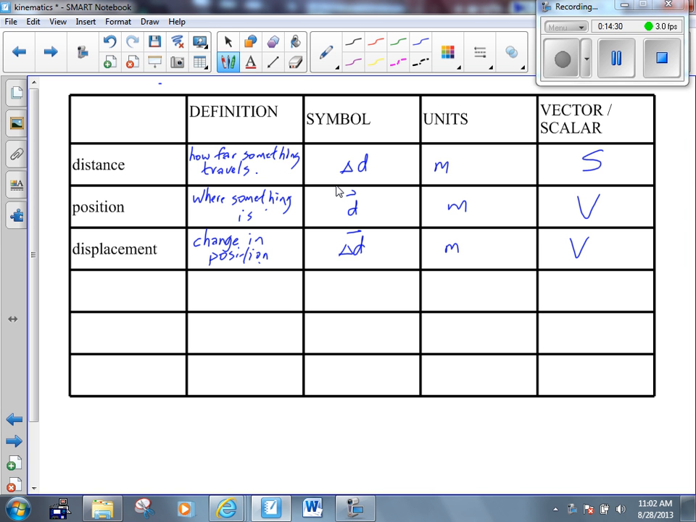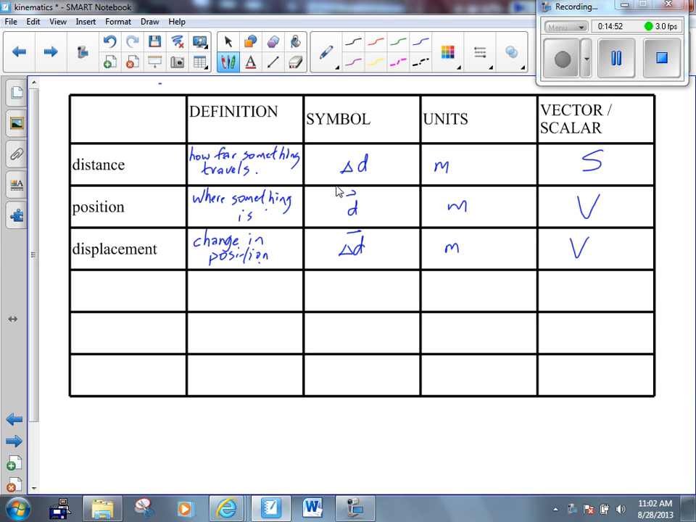What was my displacement? Well, in the first section, my displacement was 5 meters to the north. Not just 5 meters. That was distance. My displacement is 5 meters to the north. What's my displacement in the second section? 2 meters to the north. What's my displacement overall? 7 meters to the north, right?